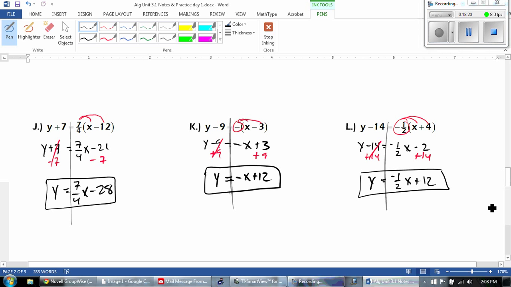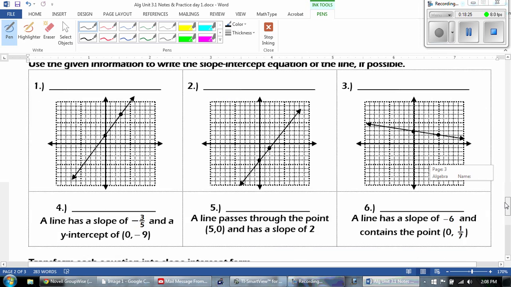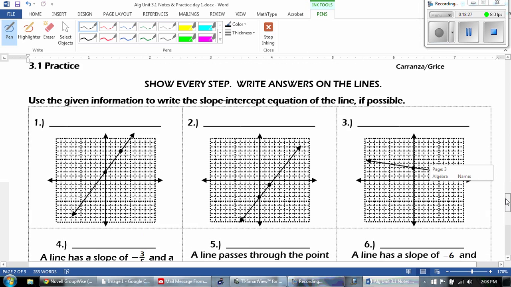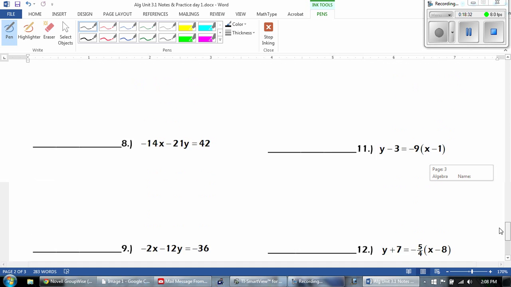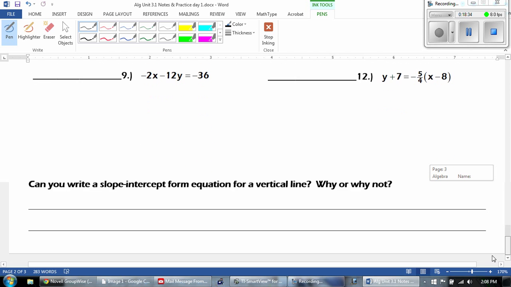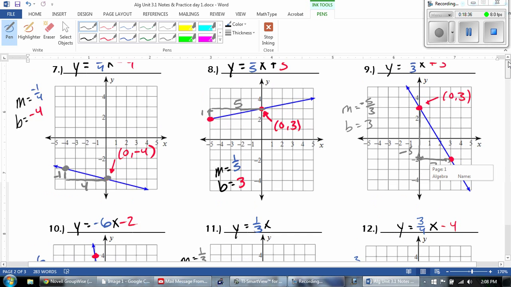Your homework is, let's pull it up, 3.1 practice. So you're looking at the points and writing equations and transforming, okay? If you have any questions, come find us.